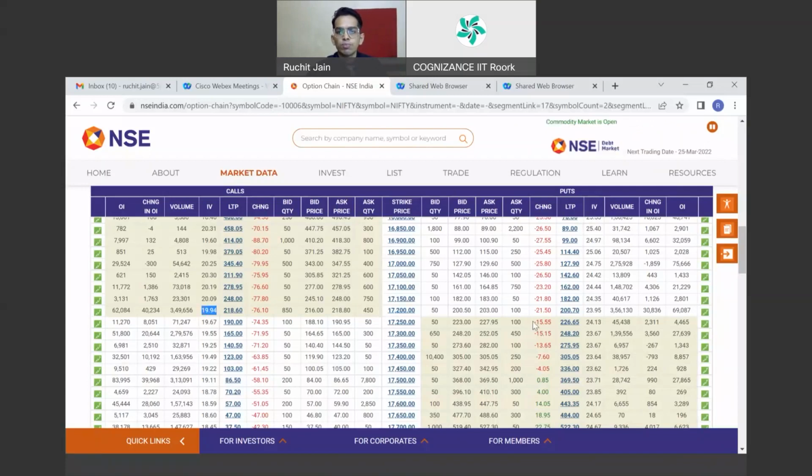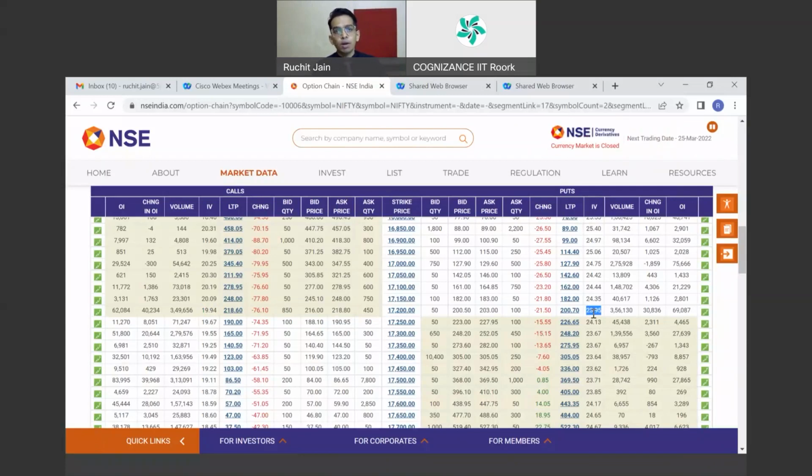What is the 17,200 put option IV? Almost 24. So you have to take the average of both. The average of 20 and 24 becomes 22. So 22 is the current IV of the at the money options premium.